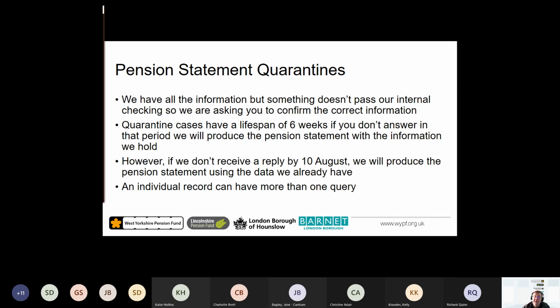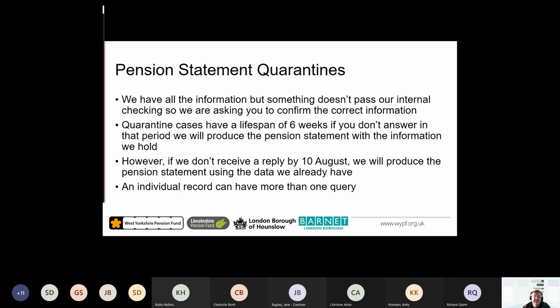So the member may then be in contact with you to seek clarification as to what is wrong with their record, if there is in fact something wrong. It may be that the information has been provided is correct, but we're giving you an opportunity to just double check that to reduce the member's query before we go ahead and send them their statement. Again, you've got 6 weeks to produce those.